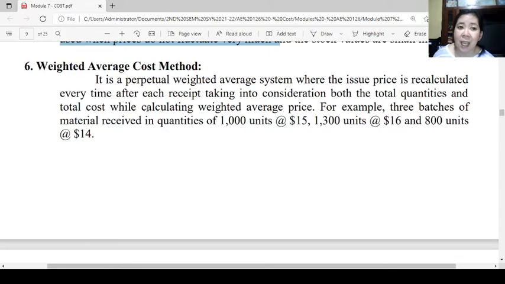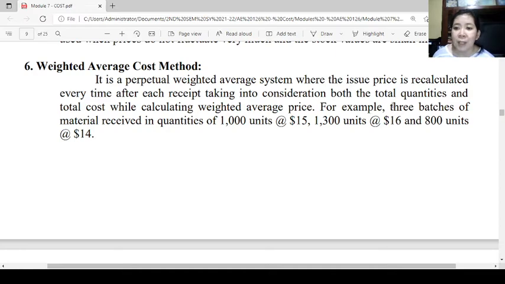So this is a perpetual weighted average system where the issue price is recalculated every time each receipt is taken into consideration, both in total and cost, while calculating the weighted average of the price. So we have this also before.